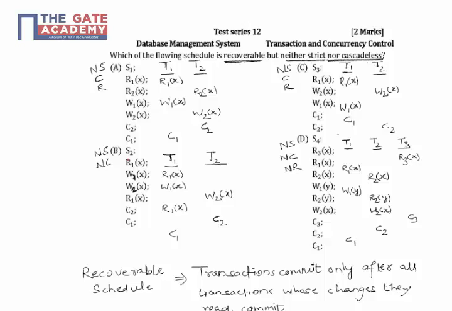However, schedule S2 is recoverable because transaction T1, which reads the value of X written by transaction T2, commits only after transaction T2 commits. So, we have schedule S2 as recoverable schedule. Since schedule S2 is recoverable and neither strict nor cascadeless, the correct answer to this question is option B.